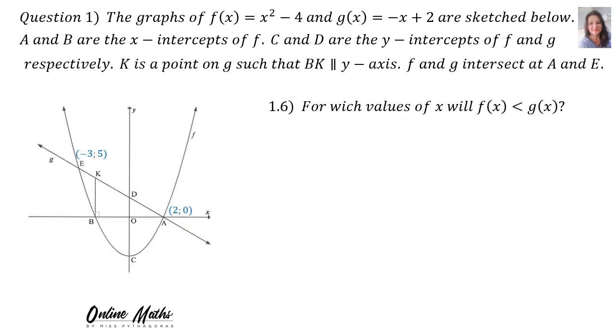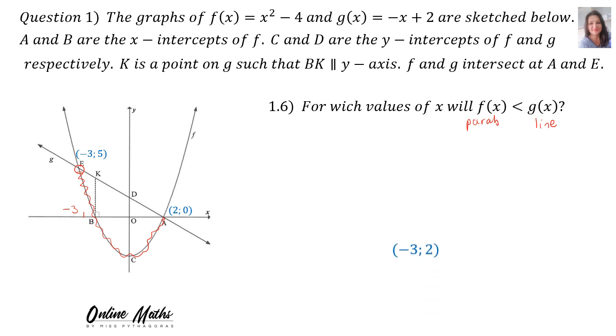The next question says, for which values of x will f of x be smaller than g of x? So what does that mean? This means where will the parabola lie below the straight line? Now when you go to your sketch, it's very clear that there at E, which is the point negative 3, and if you look at the sketch, you can see from negative 3 up to 2, the parabola lies under the line. So the parabola lies below the line.